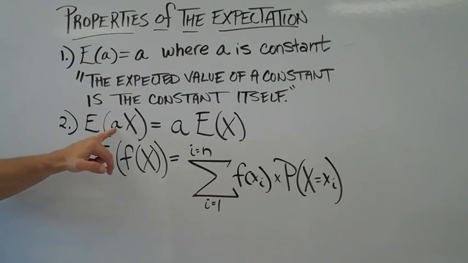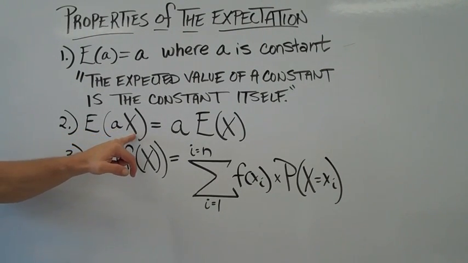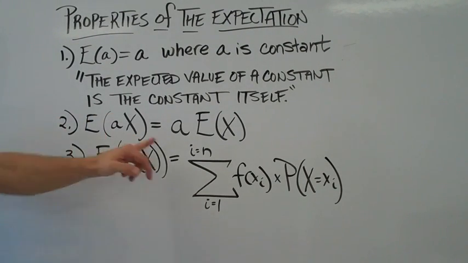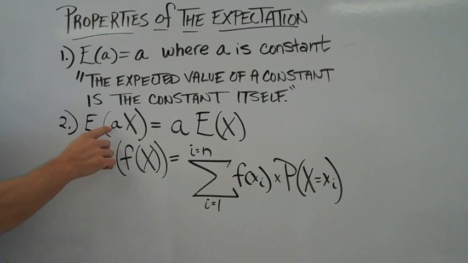The expected value of some constant times our discrete random variable is, I can just pop this a, this constant, out in front. So the expected value of 4 times my discrete random variable is 4 times my expected value. That's an important concept to know, that we can pull this a out in front.